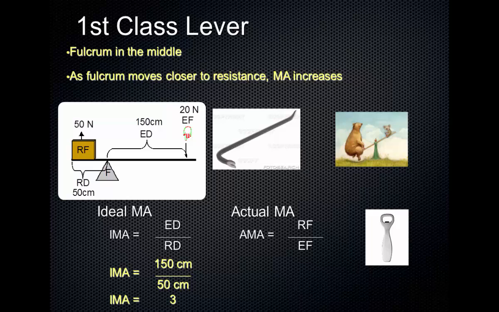To calculate actual, the formula again stays the same. Resistance force over effort force, but then we're measuring forces. The resistance force in this example was 50 newtons. I'm pushing here with an effort of 20 newtons. And that gives us an actual mechanical advantage of 2.5. So make sure you write that in down here. Again, less than the ideal because of friction.